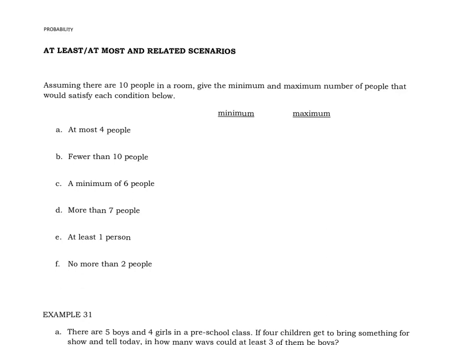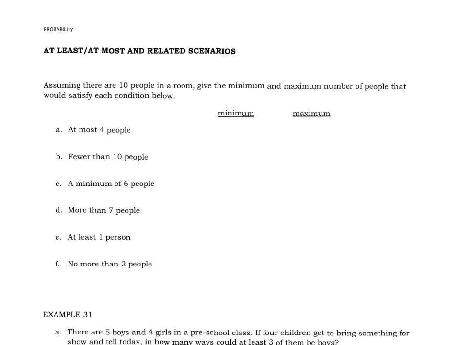Probability: at least, at most, and related scenarios. Assuming there are 10 people in a room, give the minimum and maximum number of people that would satisfy each condition. So remember, when we have our minimum and our maximum, we would include those amounts and everything in between.